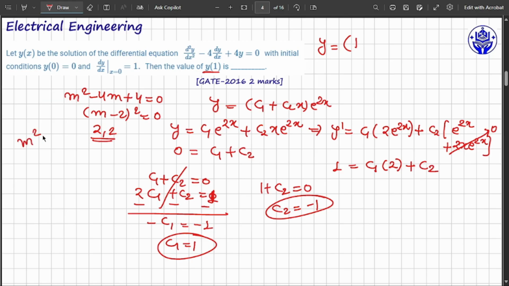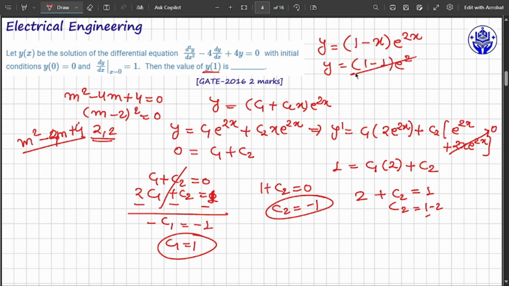This is m square minus 4m plus 4. Yes, it is correct. Then one thing is that 2c1 plus c2 is equal to 1, then c2 is equal to 1 minus 2. Yes, my c2 is equal to minus 1, then it is minus x e to the power of 2x. Now what is the value of y1? It means I will put x equal to 1, then it will be 1 e to the power of 2, then it will get cancelled, and 0 is the correct answer for this question.